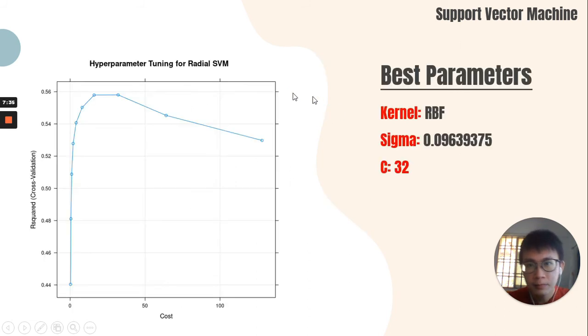So based on this graph, we can say that the best C value is here. So what is this value? It is roughly about 32, right? So the best C is 32. Why? Because if we reduce C or further increase C, the R-squared will decrease. So this is the optimum value. So the best parameters are: kernel is RBF, sigma is the default value, and C is 32 after performing the hyperparameter tuning.